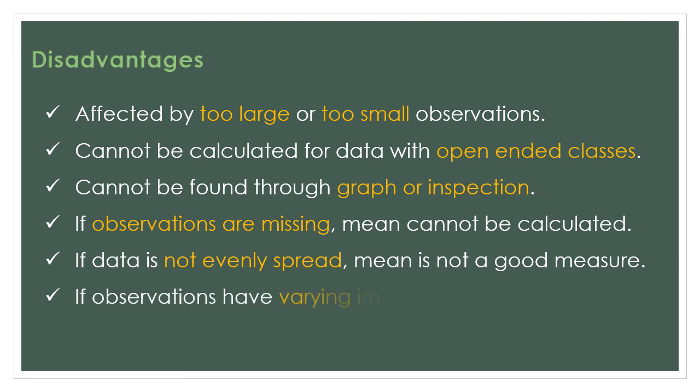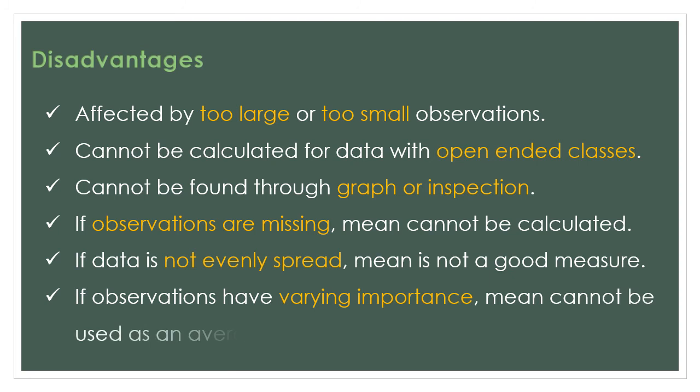If observations have varying importance, that means the importance of observations keeps on changing. Some observations have more importance, some observations have less importance. At that point of time, we cannot calculate the mean. Let me give you an example.